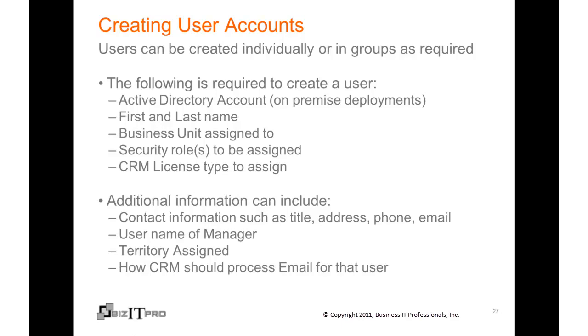Additional information in a user account record includes contact information such as title, address, phone, email, etc. The username of their manager, if they're a salesperson, the territory that they are assigned. And also some information about how CRM should process email for that user.